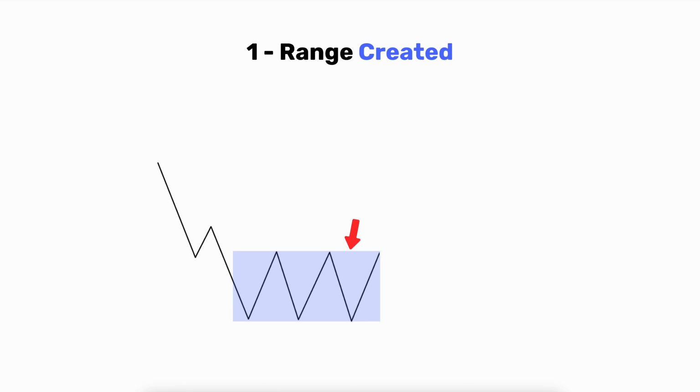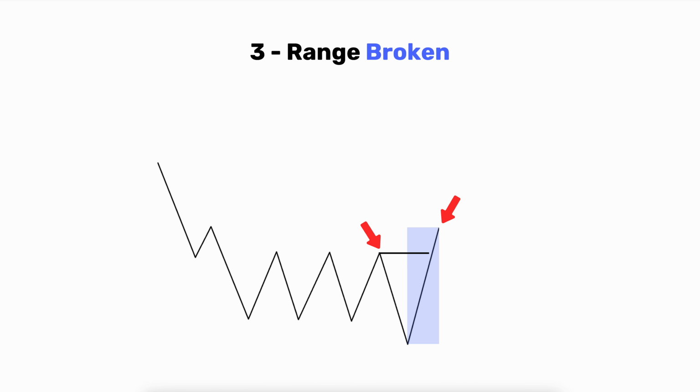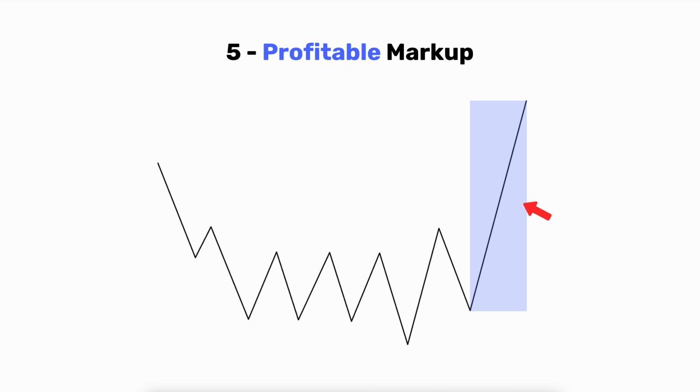So to go through that, there are only 5 steps you need to see. Number 1 is the range created. So we want to see the market go from markdown into a sideways range. Number 2, we want to see that range swept, the lows of that range taken out. Number 3, we want to see the range broken with a reversal back to the upside and a closure above the high after the sweep. Number 4, we want to see a pullback, which is where we want to buy with the best possible risk to reward. And then number 5 will lead us into the profitable markup, where we actually make the money from our accumulation trade. So that's the simplified outlook of Wyckoff.